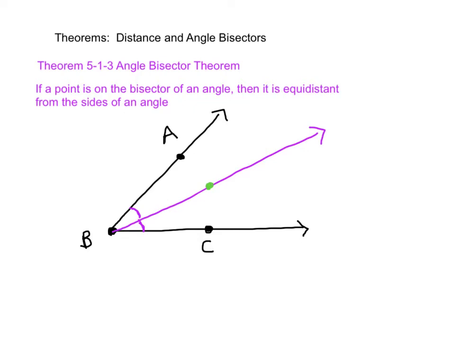Now, what the theorem tells us is that if you were to drop a perpendicular line down, because we're dealing with the length from a point to a line, and we've dealt with that before, and we always said that you're dealing with perpendicular lines. So we have two perpendicular lines, and what our theorem tells us is that these perpendicular lines are congruent to each other. And again, you can choose any point on this purple ray. Let's go ahead and prove this theorem.